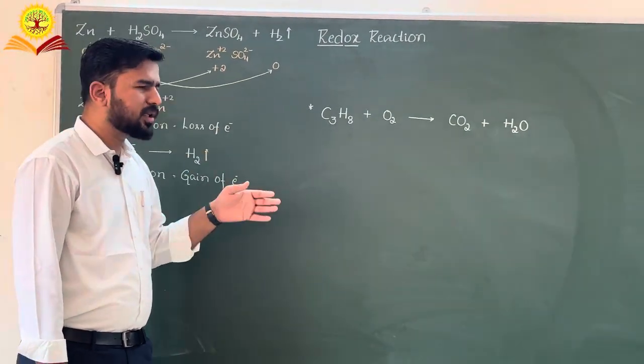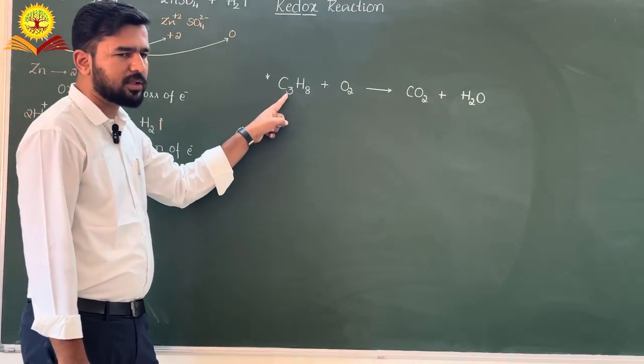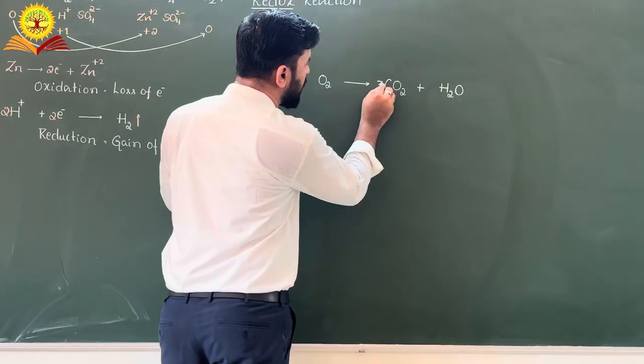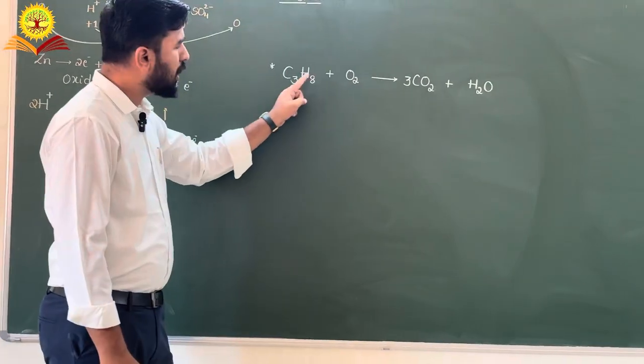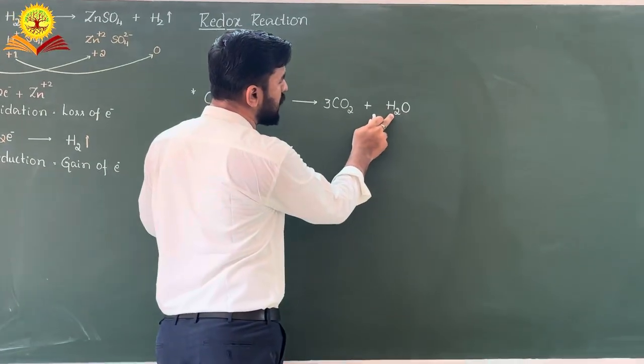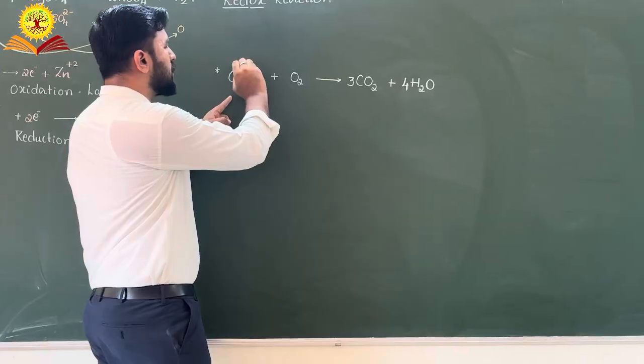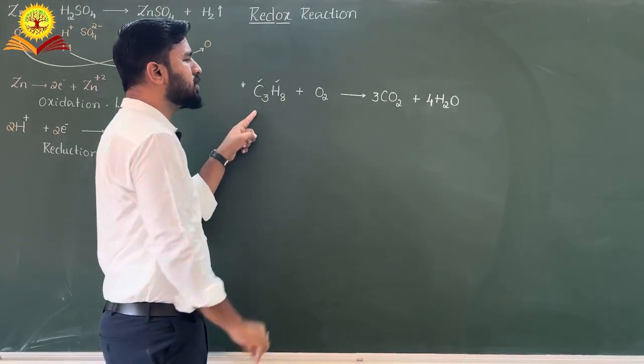In high school they teach different methods; let me go with the simple one. How many carbon atoms are there? 3. So it is 3 carbon dioxide. Carbon is balanced. How many hydrogen atoms are there? 8. How to make it 8? 4 H2O gives 8. So carbon is balanced, and hydrogen is also balanced.